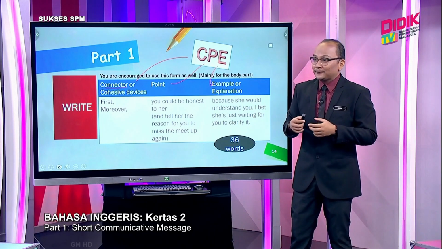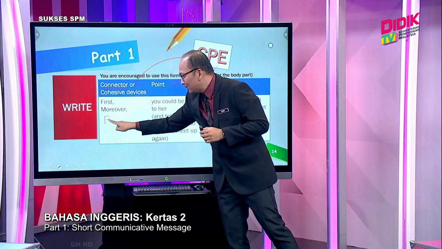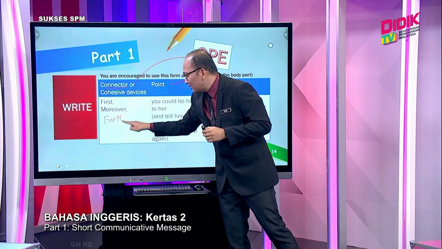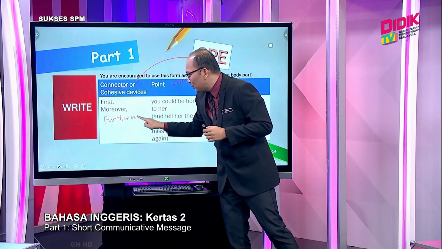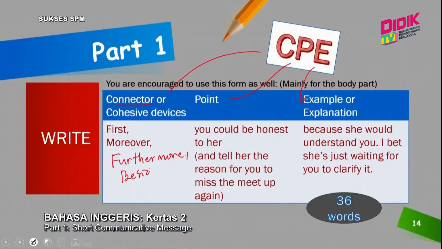I have a question. What are some examples of cohesive devices or connectors besides first and moreover? Do you have a few to share? Yes, of course. Besides first and moreover, we have furthermore. Maybe Chris would like to give one more? Besides, that is also one of the very common ones.